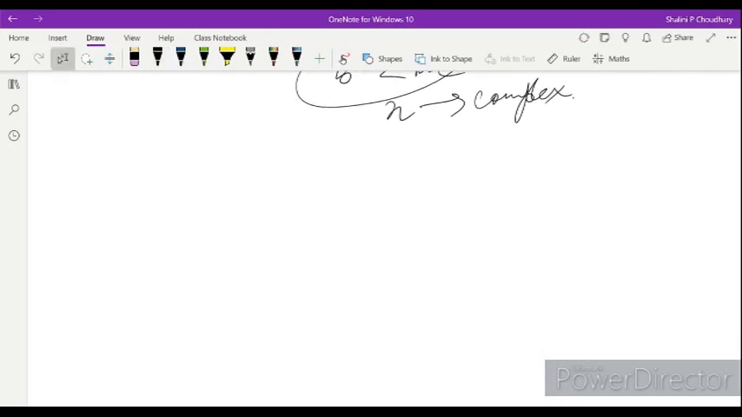Okay, we have a quadratic equation x square plus x plus 1 is equal to 0. Now what we have to find out here: a क्या है, the coefficient of x square is a, so a is equal to 1 here. b क्या है, that is also equal to 1, and c क्या है, that is equal to 1.